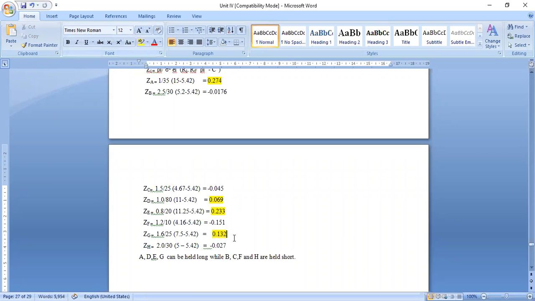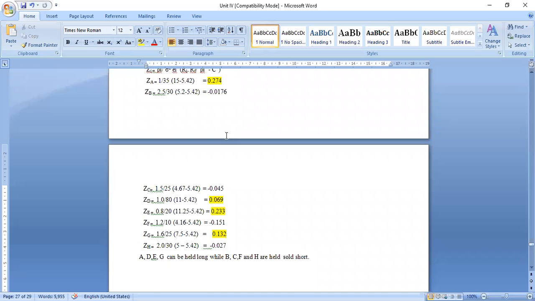Okay. Now you can see the highlighted here for security A, D, E and G. So these are held long. And all the negatives, that is negative values of B, security C, security F and security H. So this will be held short, or you can also name it as sold short. Okay. So this is all about problems on Sharpe's optimal portfolio without short sales and with short sales.